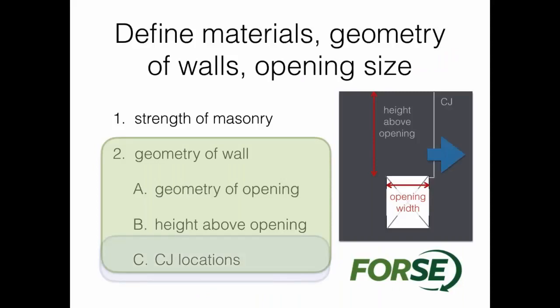All right, so getting into the geometry of the wall, control joint locations. Get those control joints away from the openings. This is not what should be standard. We should not have joints at openings for reinforced structural masonry walls, right? For an unreinforced wall, for a veneer, just fine, but we're not talking about those right now. For a reinforced wall, we need to move those joints away.